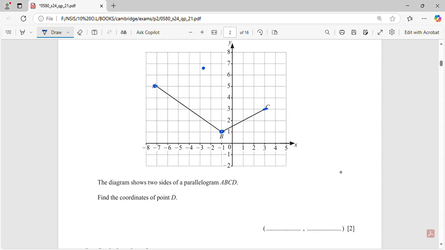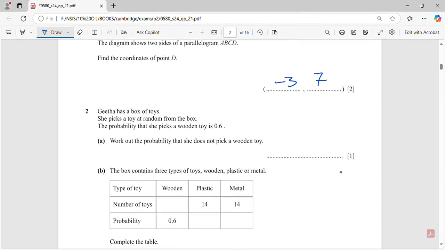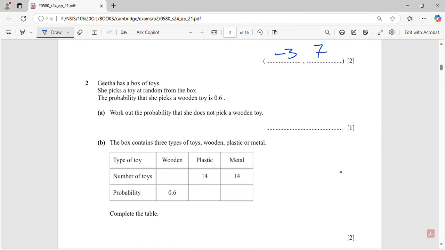Wherever D is, we can look at B. B goes to C by going right 4 steps and going up 2 steps. So 4 right, 2 up. It will be 4 right here, as we can note, and 2 up it will be there. So for D, it will be -3 and 7. Do you understand this part? Now for the next one.